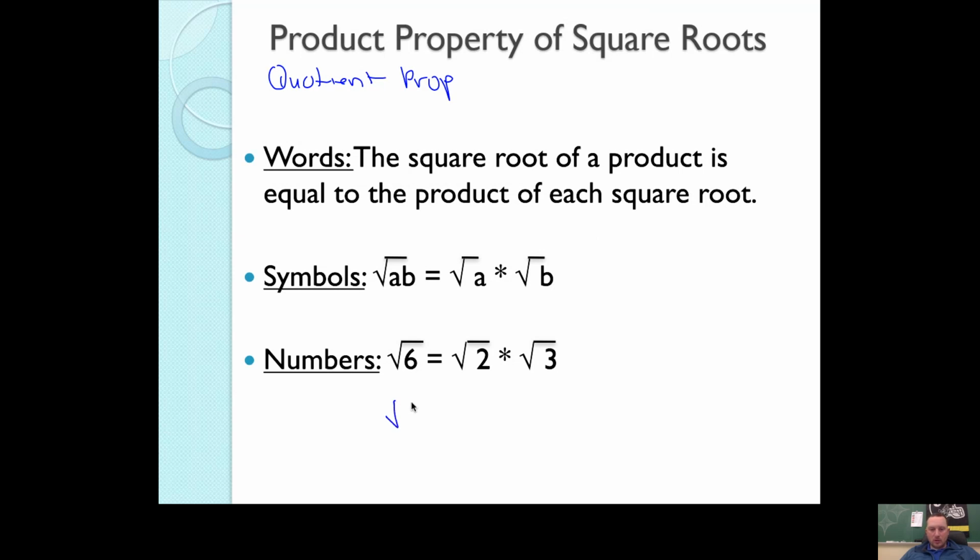If you have a radical of a fraction, you can change it to the radical of the numerator divided by the radical of the denominator. Or vice versa. If you have this, you can switch it to that. If you have this, you can switch it to that. Or if you have this, you can switch it to that. That's your product and your quotient properties.